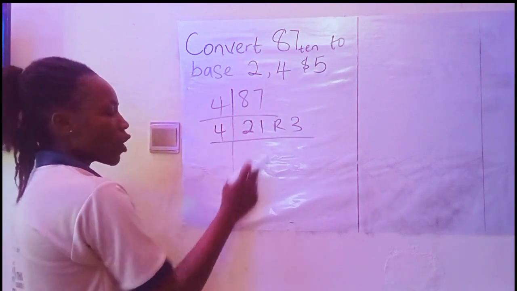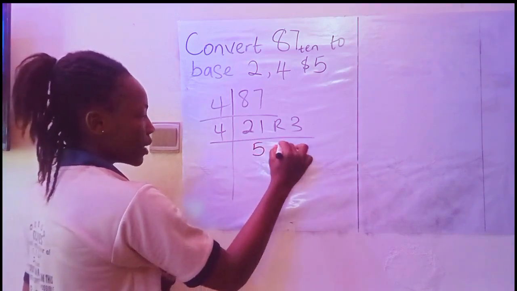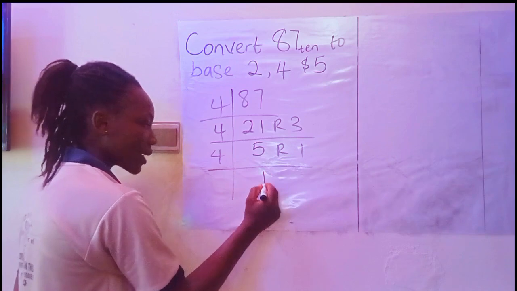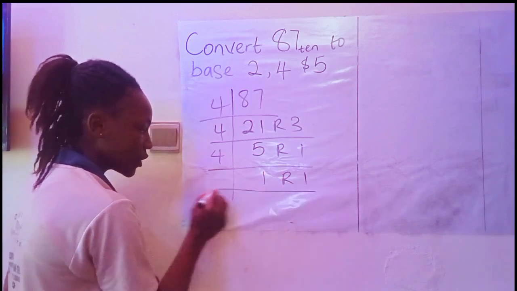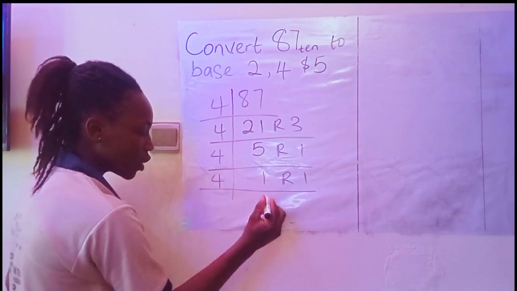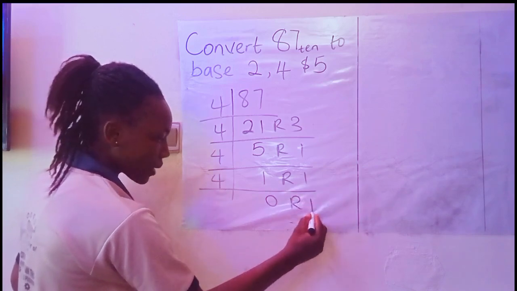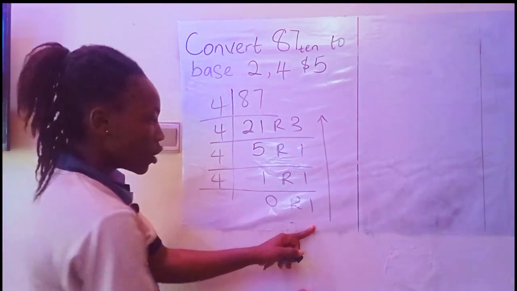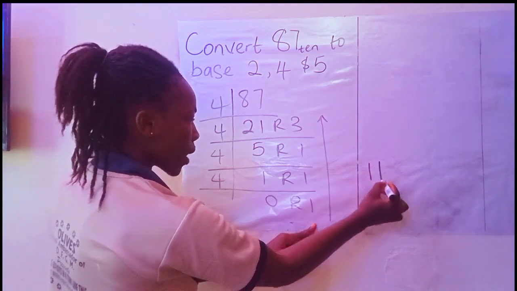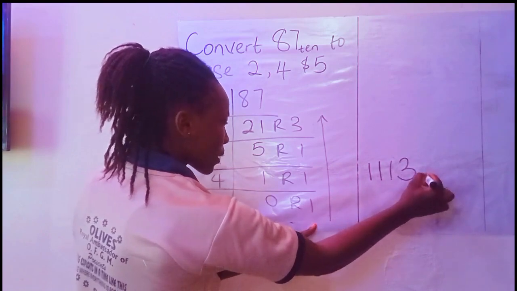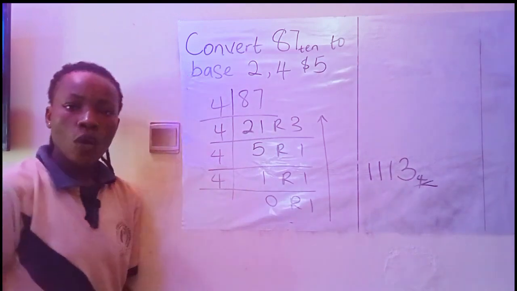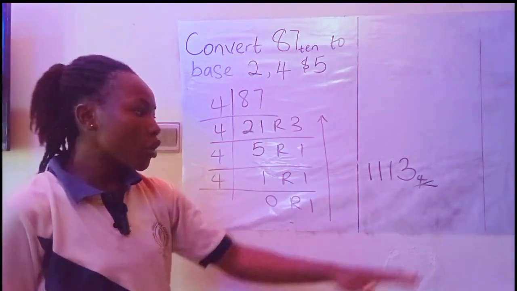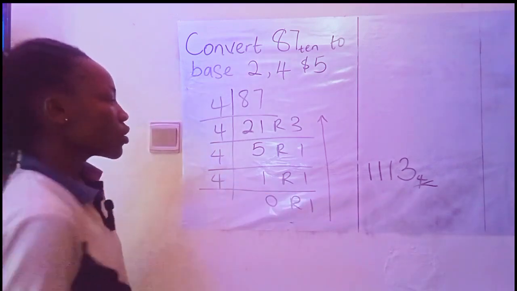So we are still using 4. 4 in 21 will give us 5, remainder 1. Still using 4. 4 in 5 will give us 1, remainder 1. Still using 4. 4 in 1 will give us 0, remainder 1. So we are going to write out our remainders starting from the last one. So we are going to have 1, 1, 1, 3 in base 4. So 87 in base 10, changing it to a number in base 4, we are going to get this.